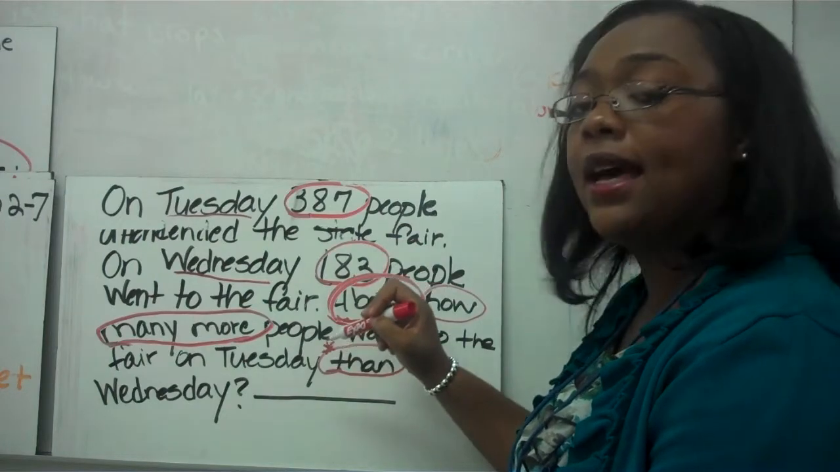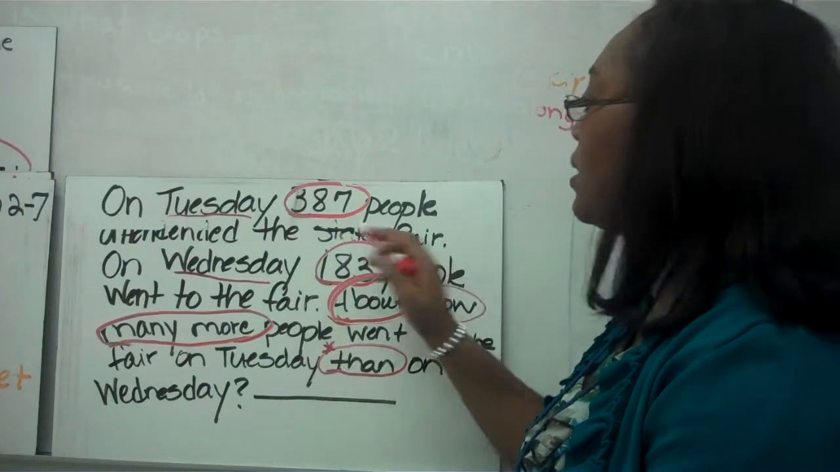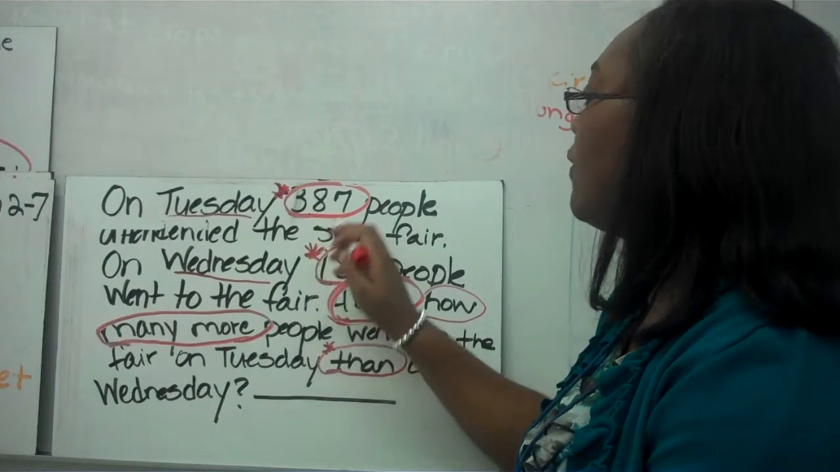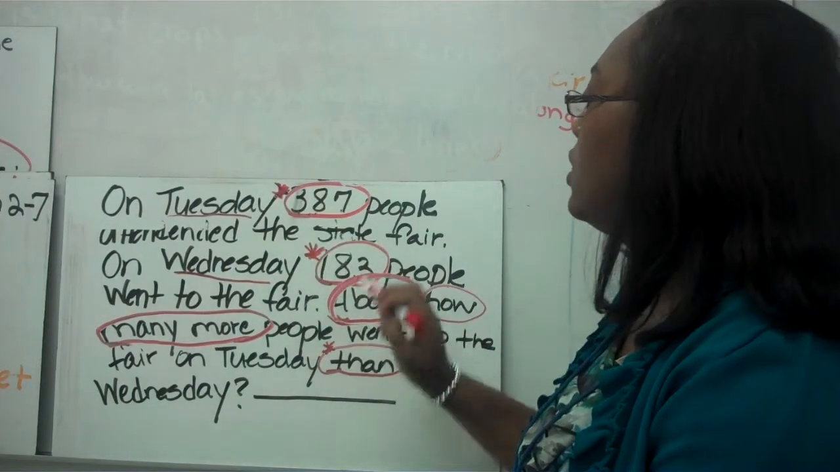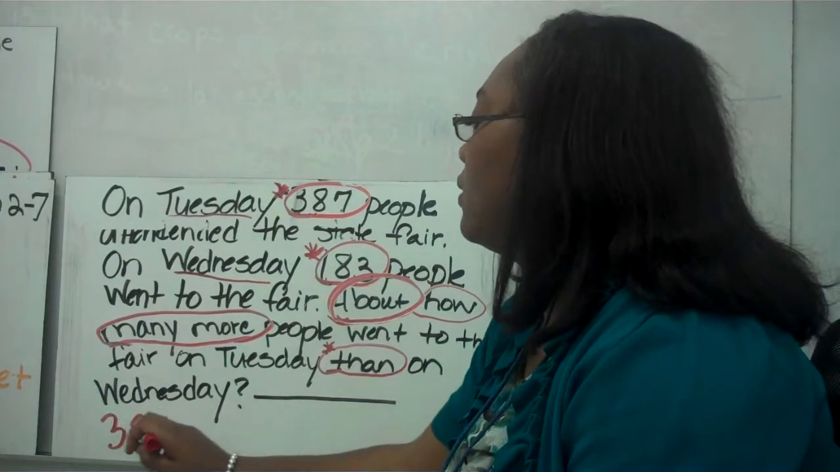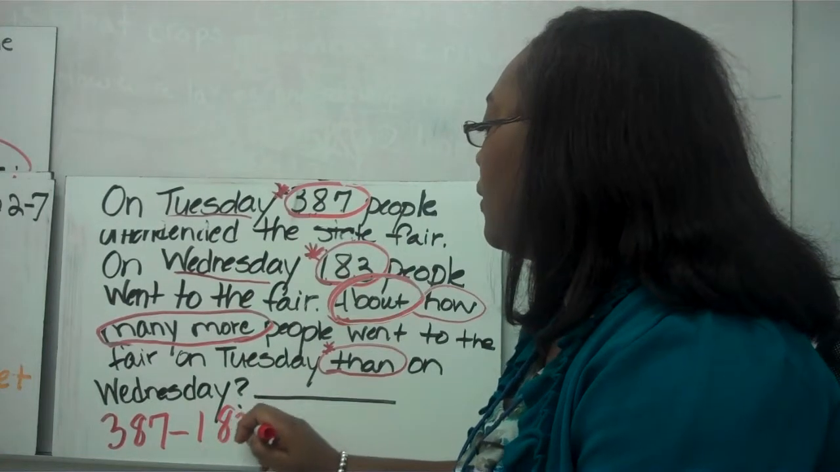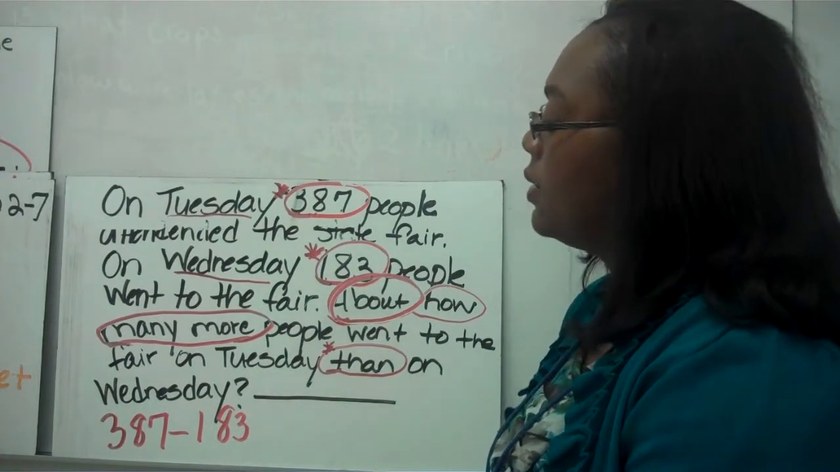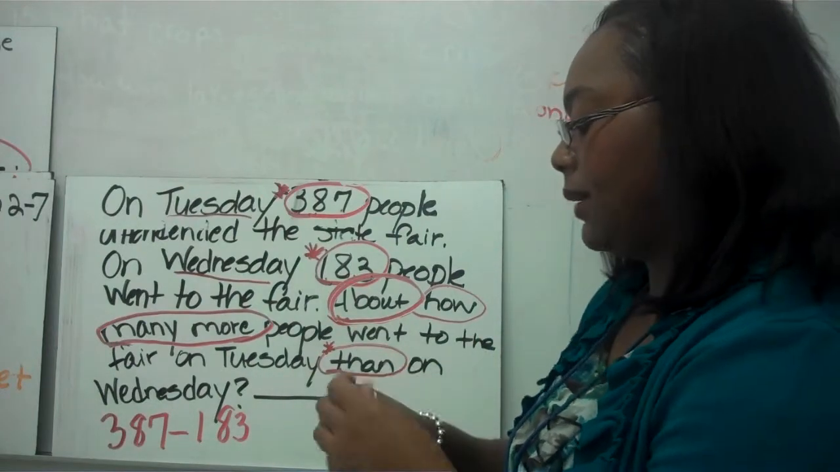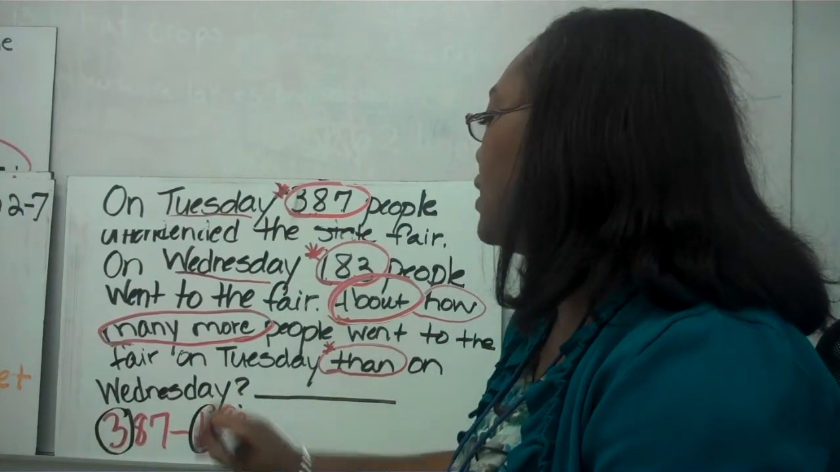Now notice, they didn't tell us to round to the nearest 100 or to round to the nearest 10. So we're going to use the highest place. Let's look at 387 and 183. Okay, we've got ones, tens, hundreds, ones, tens, hundreds. So 387 minus 183. Okay, and we're going to round to the nearest hundreds place because that's the highest place we have in these numbers, and they didn't give us a specific one, so we know to use the highest place value.